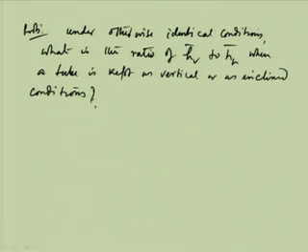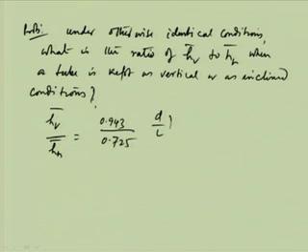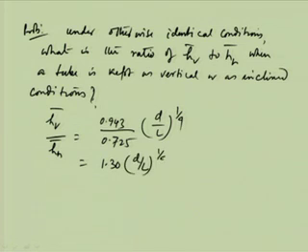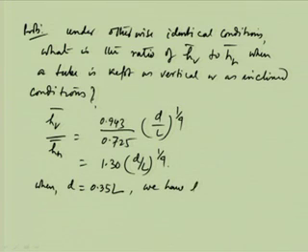So, from the above two relationships that we have discussed, we can say that H V average by H H average equals 0.943 by 0.725 into (D by L) whole to the power 1 by 4, and this happens to be 1.30 into (D by L) whole to the power 1 by 4. And we can also say that when D equals 0.35 L, we have H V bar equal to H H bar.